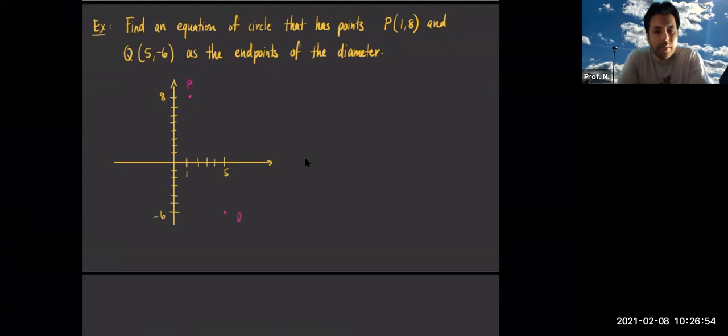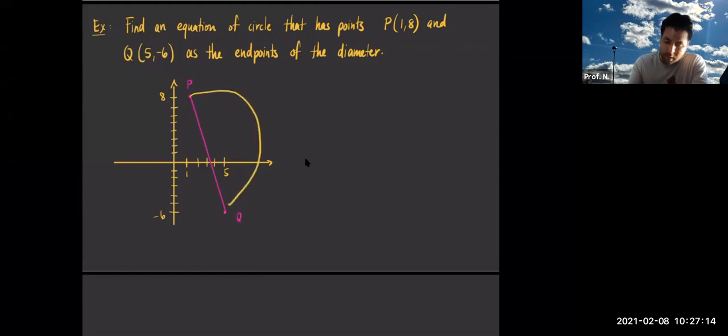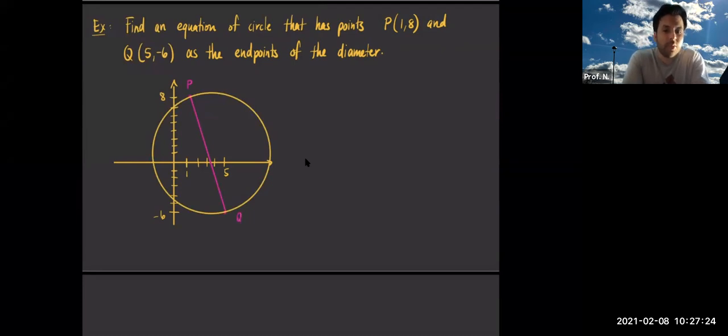So I got P and Q, right? These are the endpoints of the diameter. And my diameter is just connecting these 2 points, P and Q. And they're saying that there's a circle whose diameter is PQ. So it would be something like this, right? Of course, I can't draw that well, but let me see if I can make something happen here. Okay, great. So I'm trying to find the circle whose diameter is PQ.